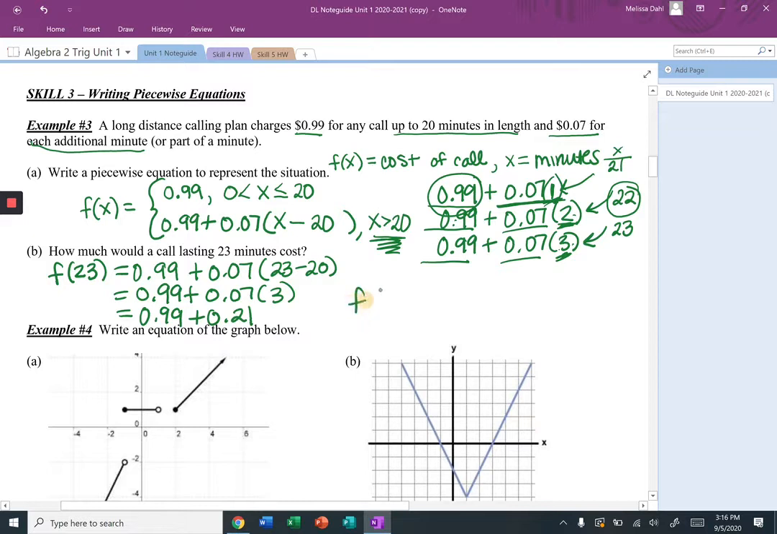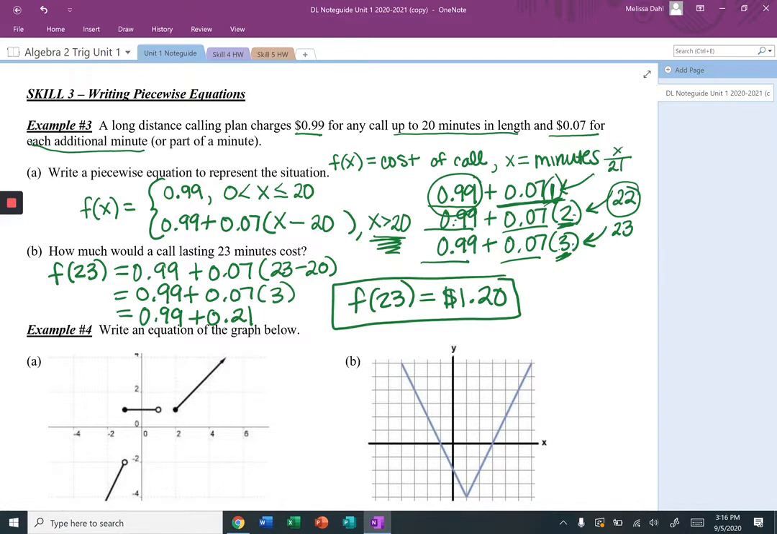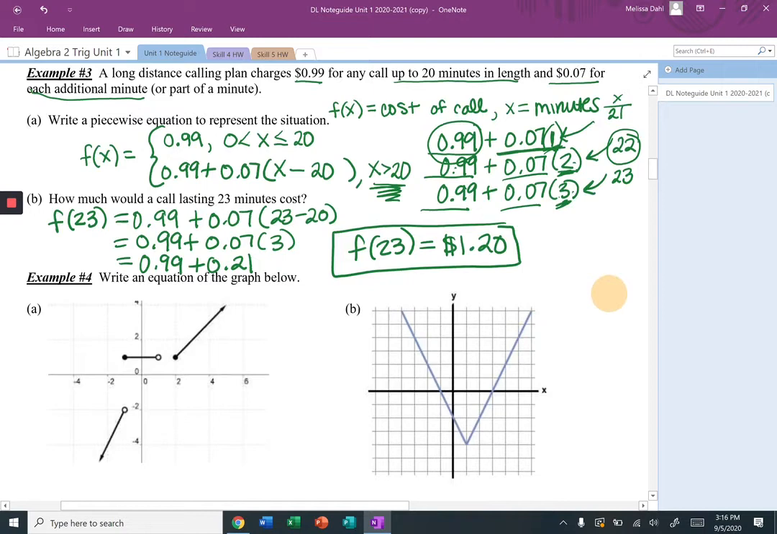And it turns out that f of 23 is equal to $1.20. So that's how we write our equations when we're looking at a situation. You really have to analyze how you're putting together those equations and that you're using the correct restrictions.